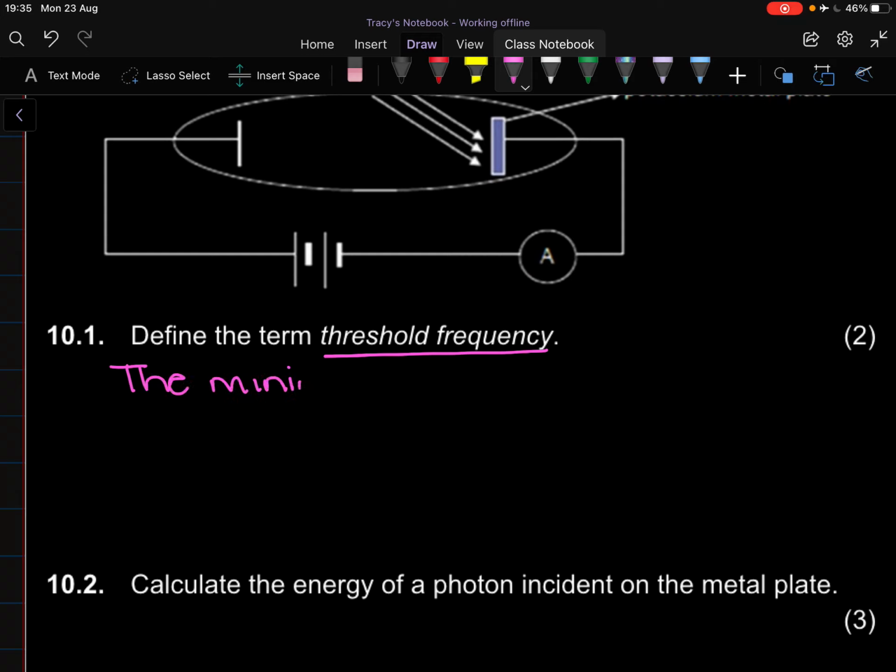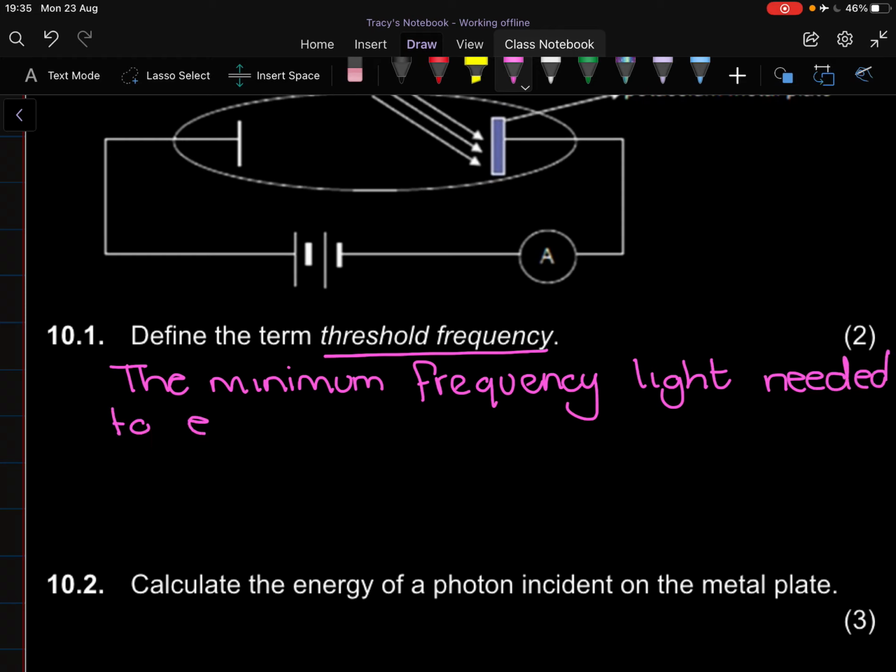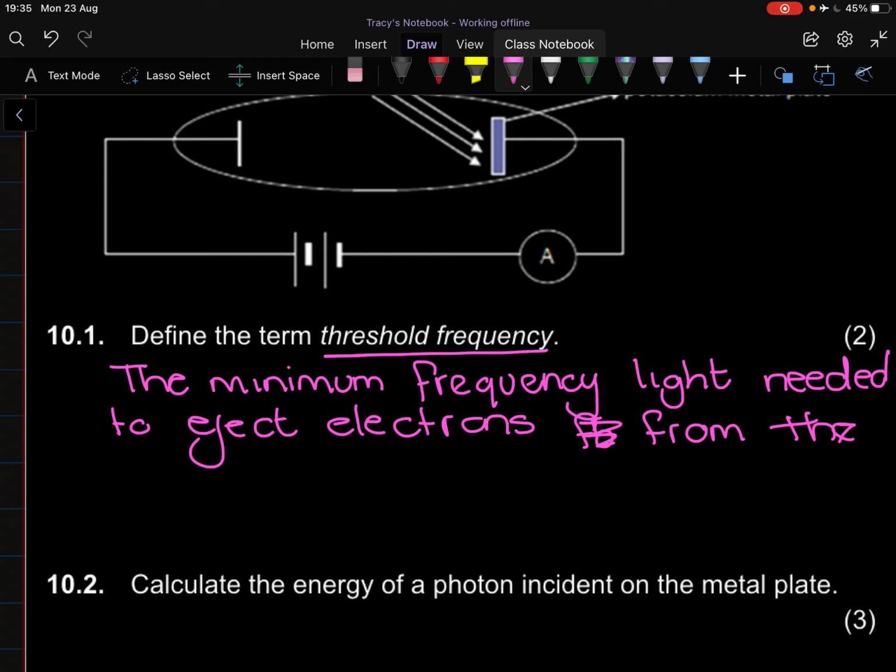It's the minimum frequency of light needed to eject electrons from the surface of a metal.